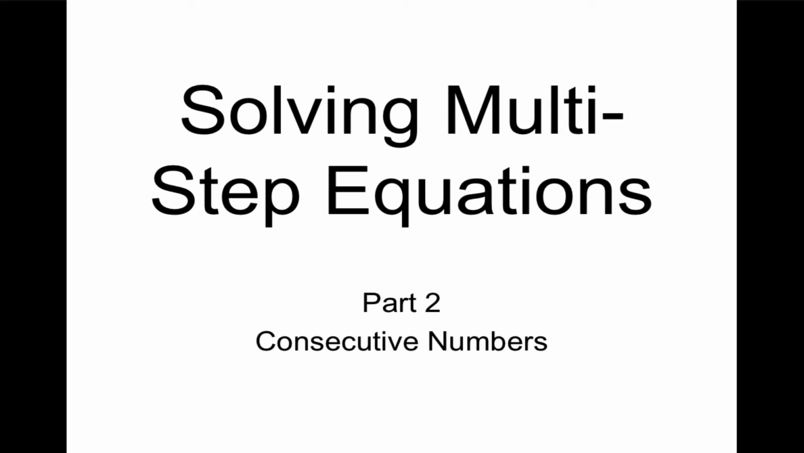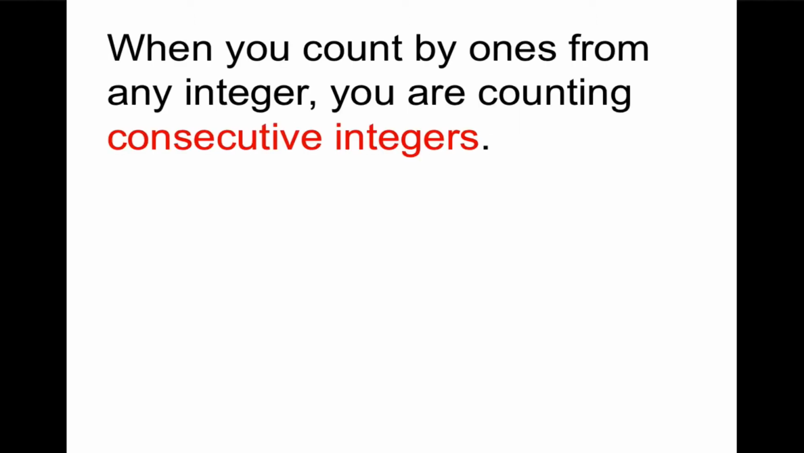Welcome. Today we're going to talk about solving multi-step equations, Part 2, consecutive numbers. Well, consecutive means in a row. Consecutive days could be Wednesday, Thursday, Friday. Consecutive months, June, July, and August spring to mind. So when we talk about consecutive numbers, we're looking for numbers that are in order, in a row.